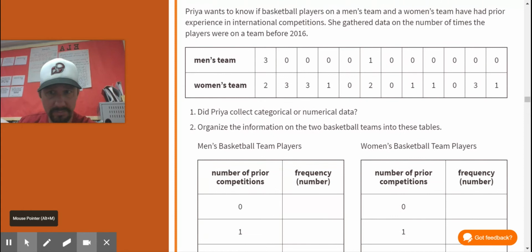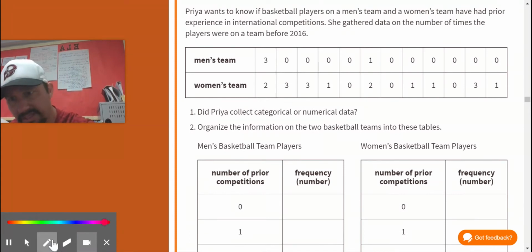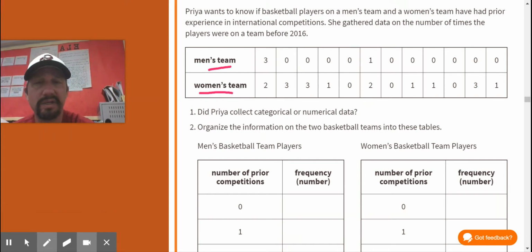So first of all, we're going to look at Priya, our best buddy here. Priya wants to know if basketball players on a men's team and a women's team have had prior experience in international competitions. International competitions like the Olympics, the Pan Am Games. They played in some tournament wherever else, somewhere not here. She gathered data on the number of times the players were on a team before 2016.